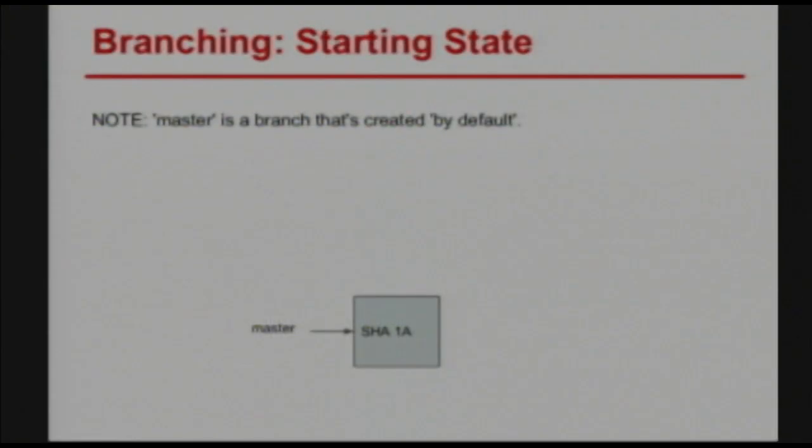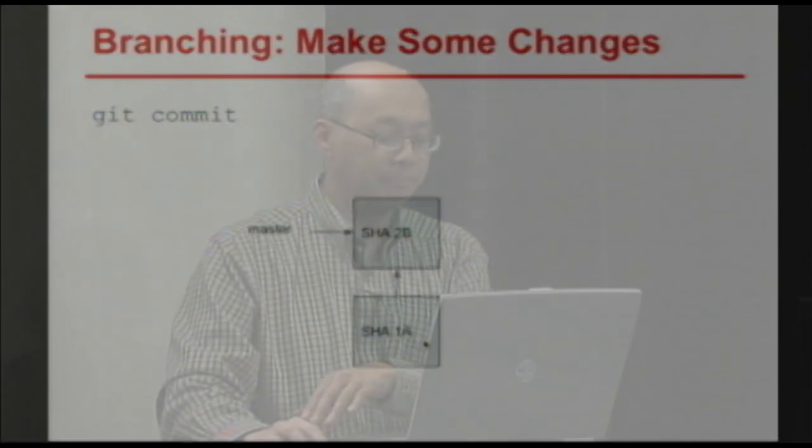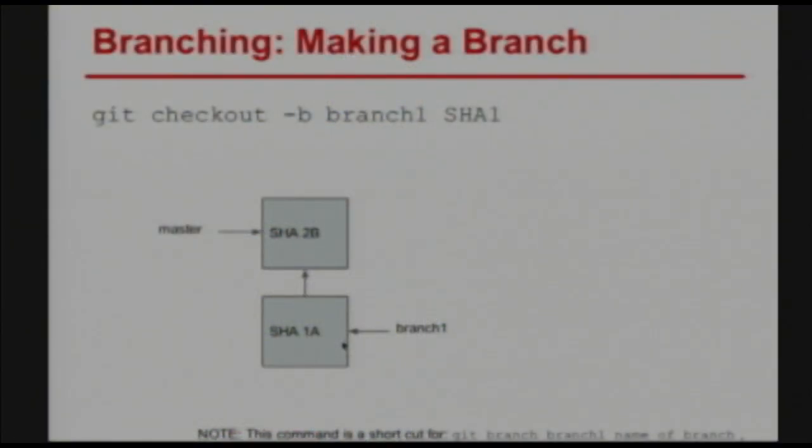This is what our repository looked like one change ago. Now I made a change and I've committed it, and now I have this new change up here in this block. So just pretend that each of these squares is a change that I've made. Now I realize that there's a way I can do something different back here in SHA 1A. So I ask Git, hey Git, please make a branch down here. I want to try something new, but I don't want to forget about SHA 2B. So I tell Git checkout -b branch 1 SHA A.